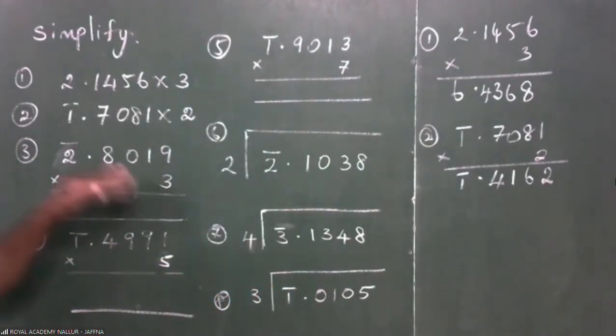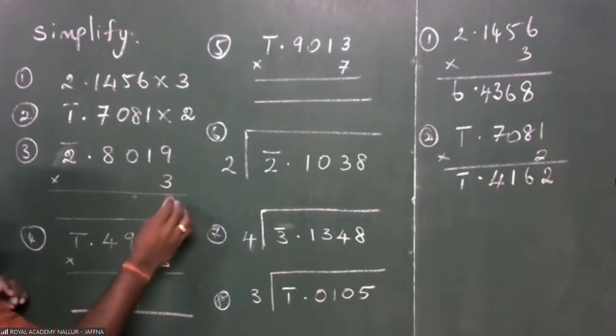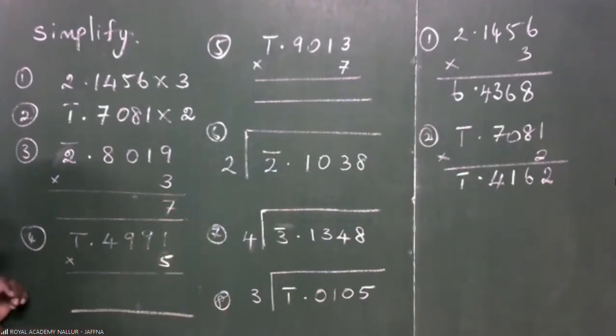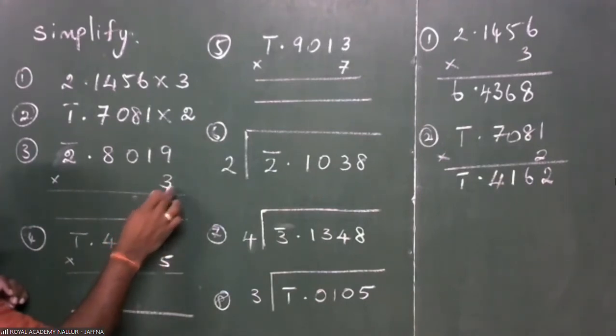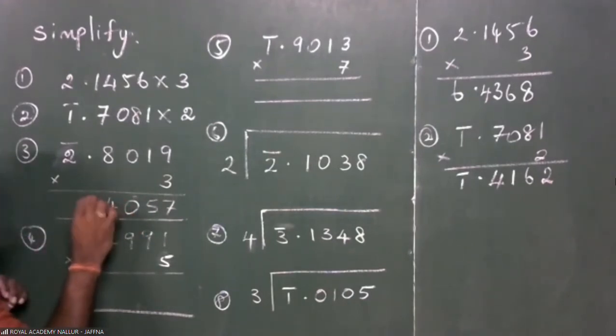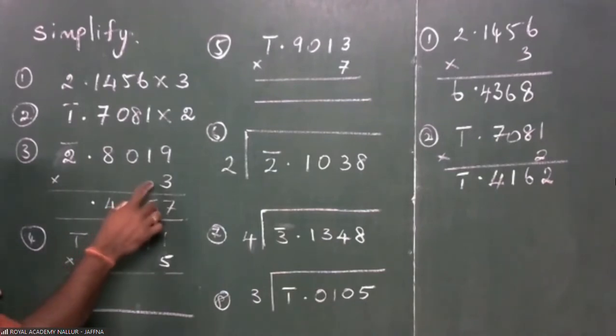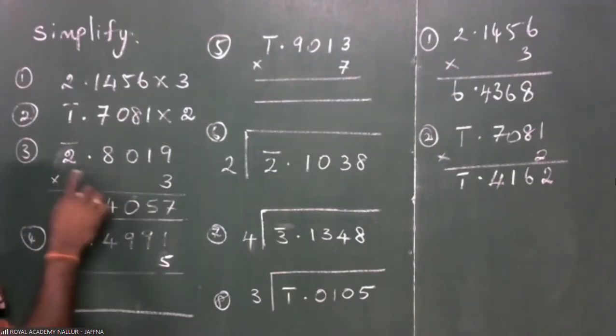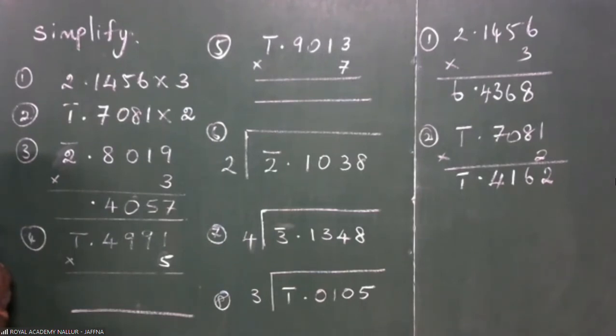3, 4, 5 you can answer in the same way. Let's check. 3 into 9, 27, 2 remaining. 3 into 1, 3 plus 2, 5. Then 3 into 0, 0. 3 into 8, 24, 2 remaining, that is plus 2. 3 into bar 2 is bar 6, but plus 2 is there. Bar 6 plus 2, minus 6 plus 2 is minus 4. Therefore, it's bar 4.